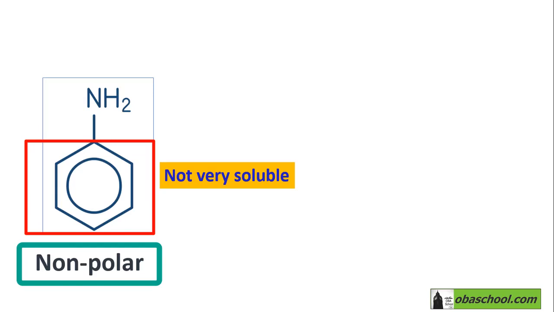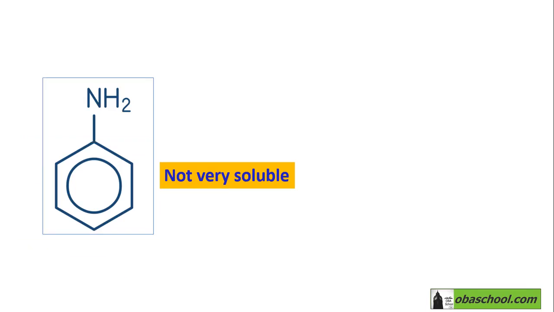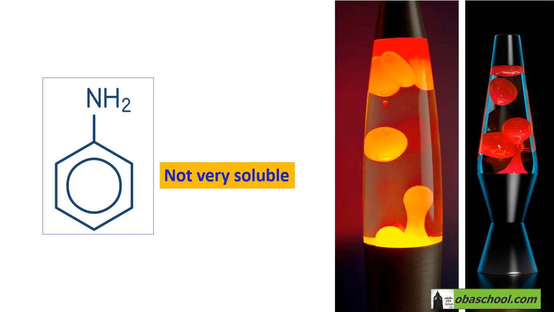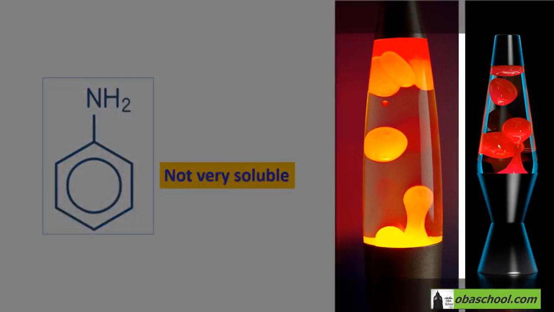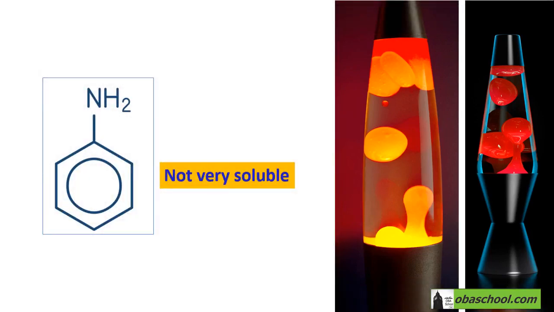dipoles cancel each other. The best example you can see of phenylamines is in lava lamps. These beautiful structures and colors you see inside the lava lamp are due to phenylamine. These are phenylamines because they are not soluble in water. They float like that inside the lava lamp.